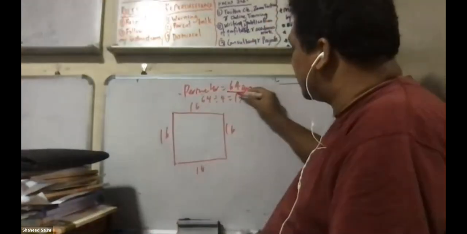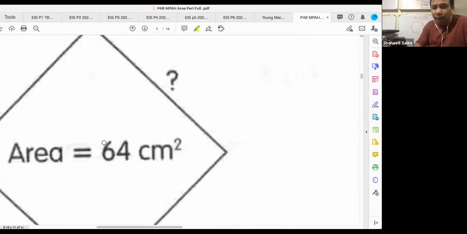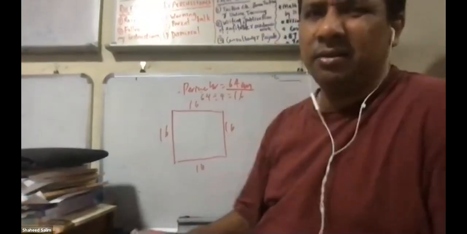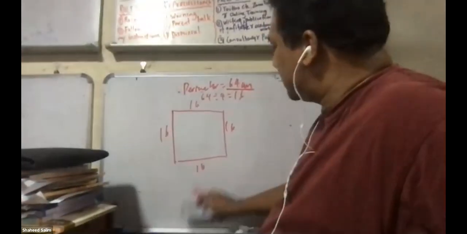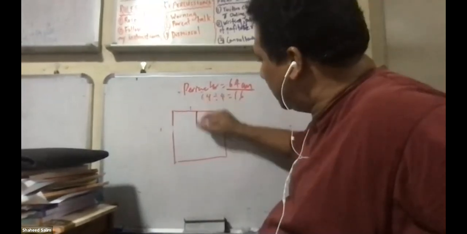But they did not give you the perimeter. They did not give you 64 cm. You look carefully. You see there's 64. There is a small 2 down here. This means it's square cm. Say what? What is square cm? Well, square cm means there are 64 squares here.